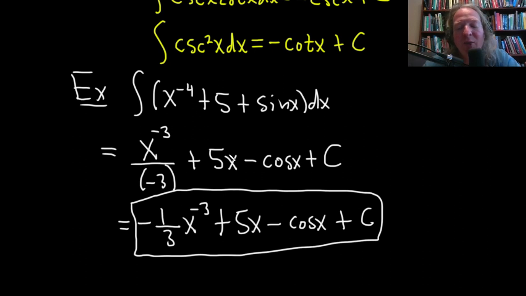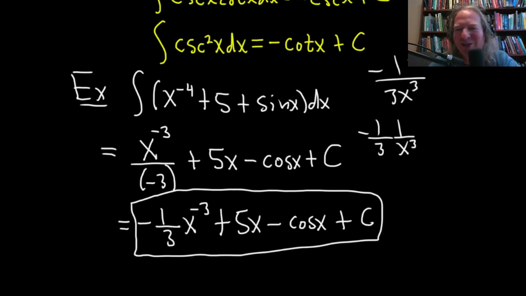Some people ask about whether or not you should bring this down, like this piece here, and write it like this, negative 1/3, 1 over x cubed. I think it doesn't matter. Different people do it different ways. I've seen solutions in the back of books. They do it this way, they do it this way. Some people will do this, which I really don't like. It's just more work. I personally prefer to leave it like this. So that is a simple example of indefinite integration.